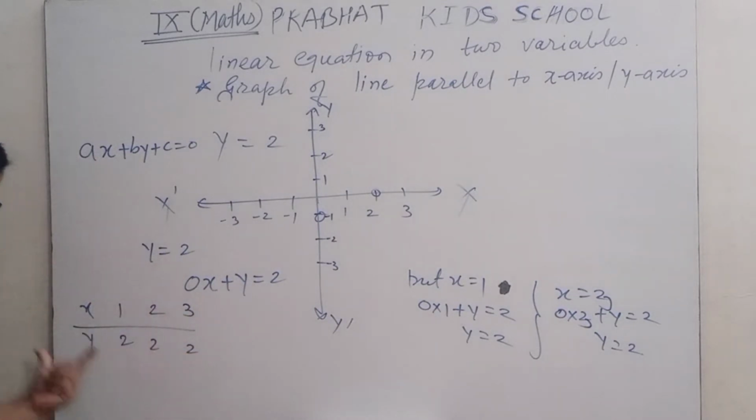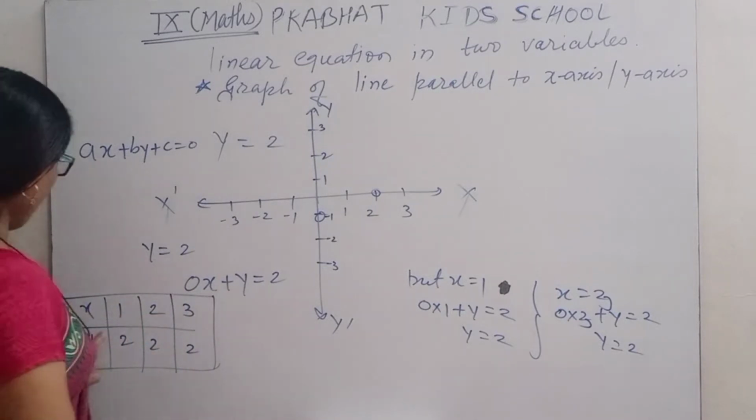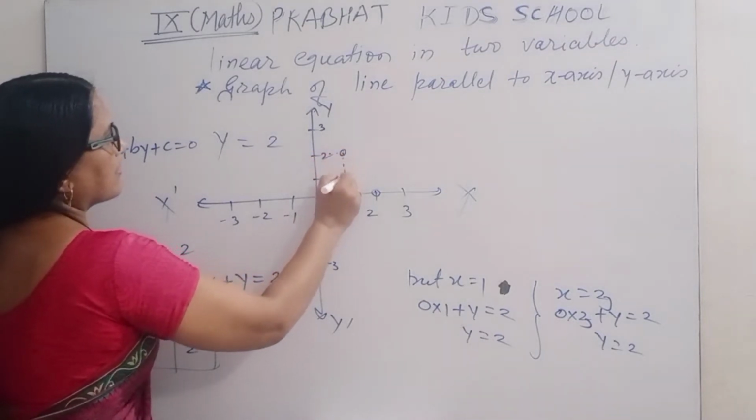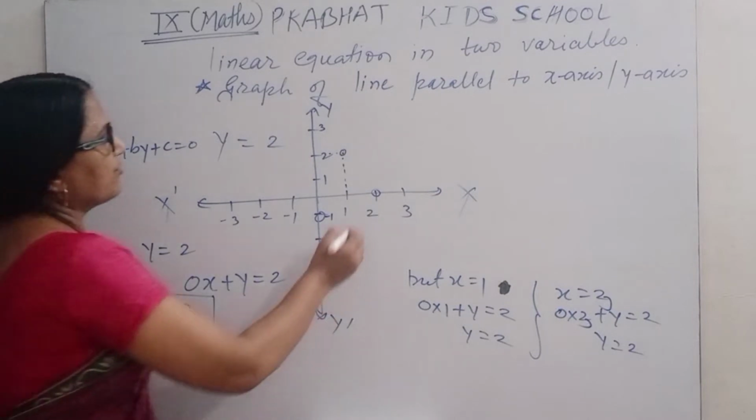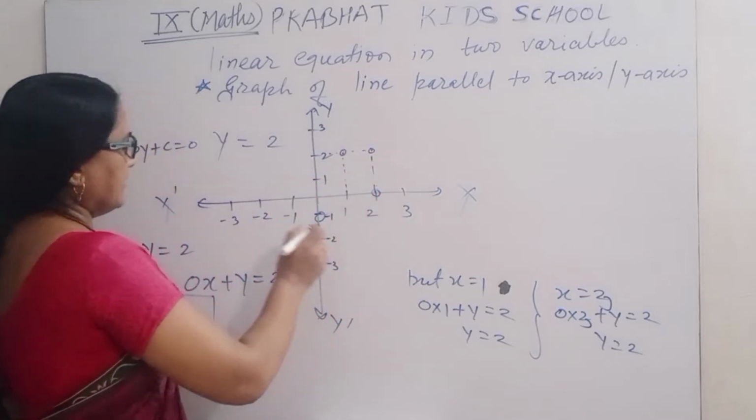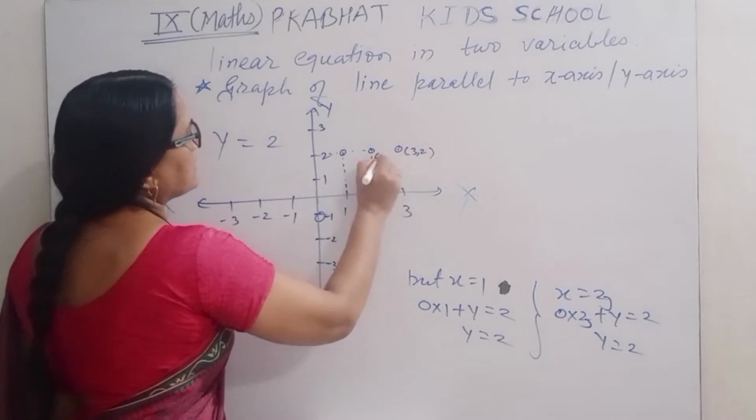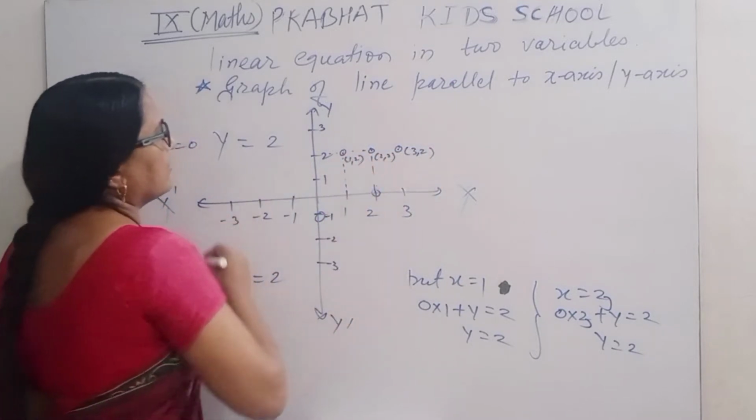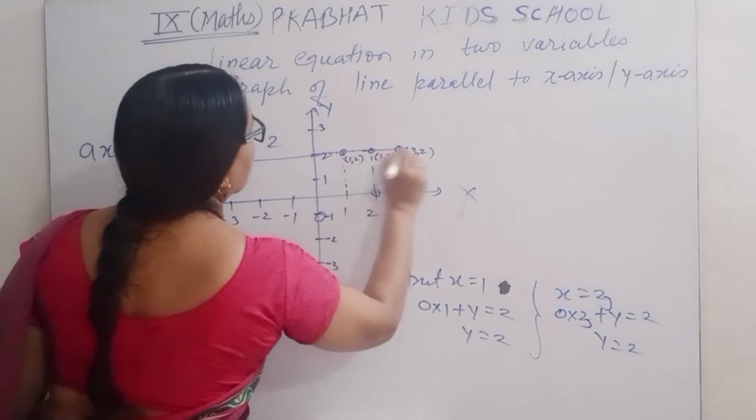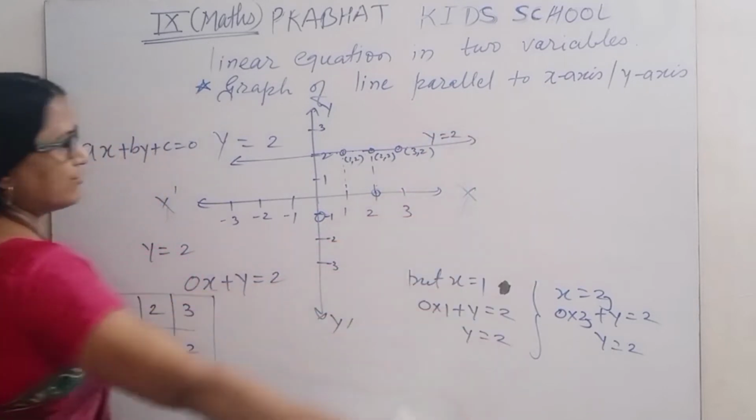Now we are plotting these points on the Cartesian plane. First is (1, 2), which means here. Then second is (2, 2), which means here. Then third is (3, 2), which means here. This is our (3, 2), this is our (2, 2) point, this is our (1, 2). Now we are joining these. Join the line passing through them. It is the line of the equation y is equal to 2. Clear?